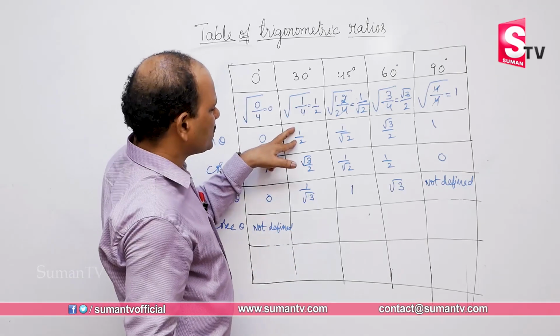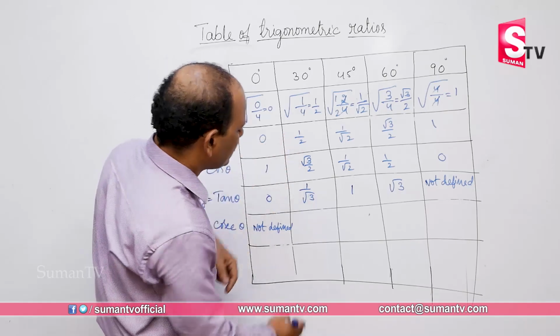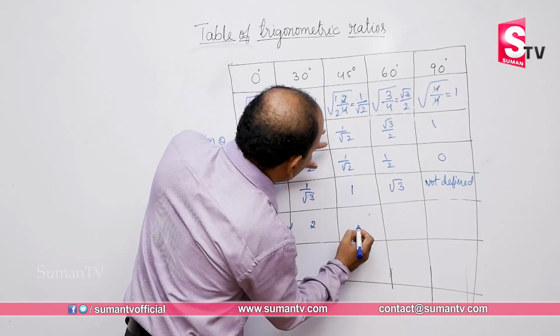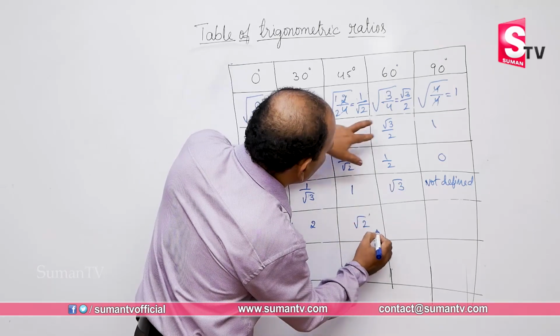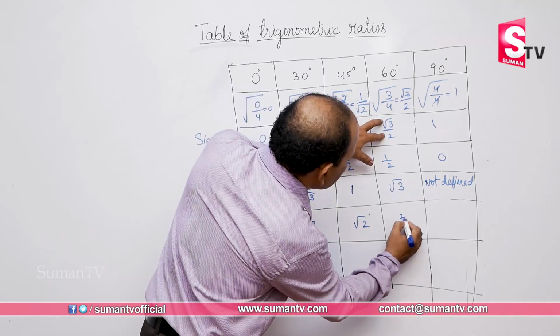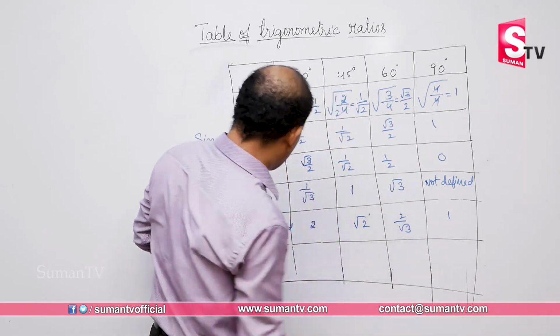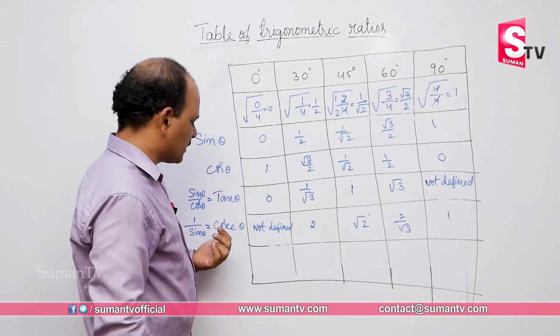Okay. Inverse. 1 by 2 will become inverse, that is 2 by 1, that is 2. 1 by root 2, that is root 2. Root 3 by 2, that is 2 by root 3. 1 by 1, that is 1. Now you got the values of cosecant theta.